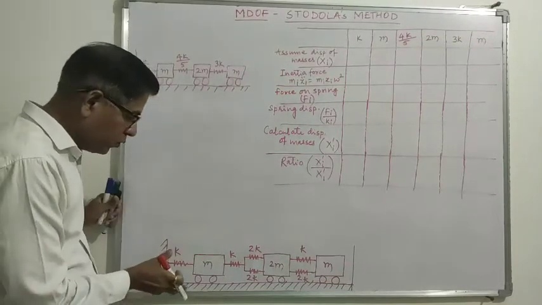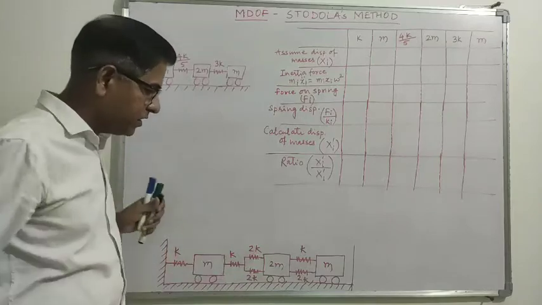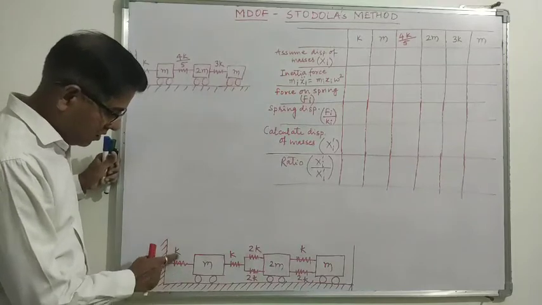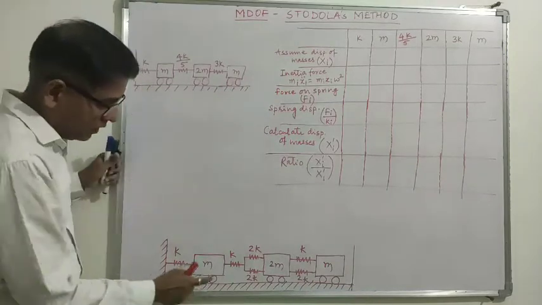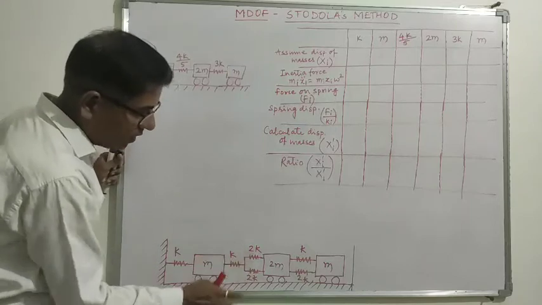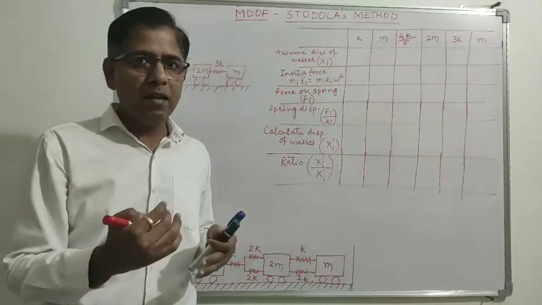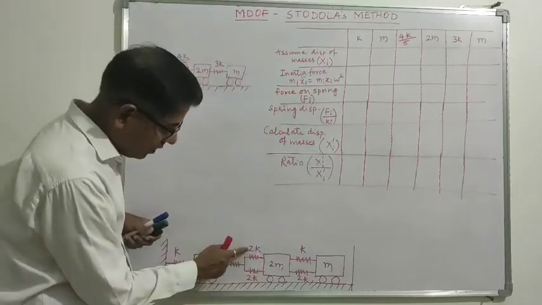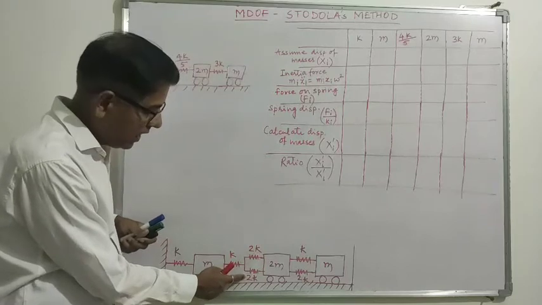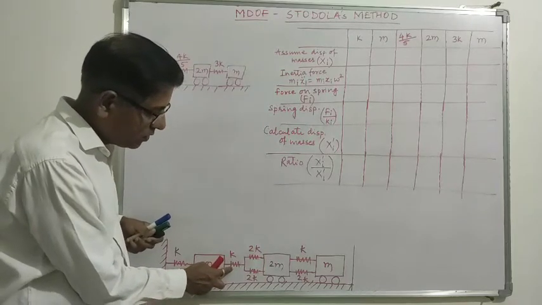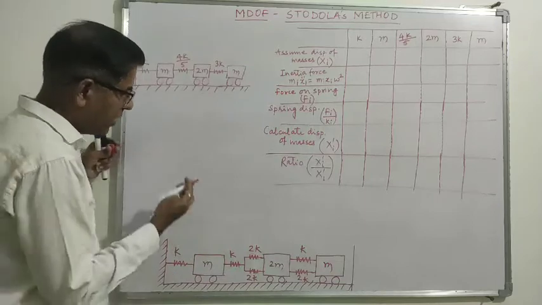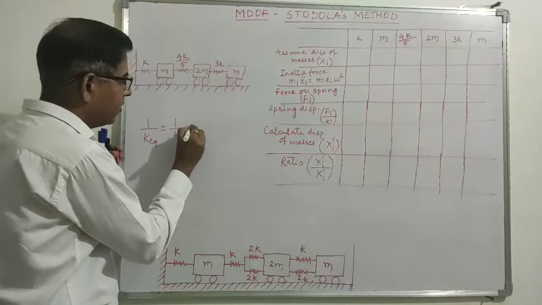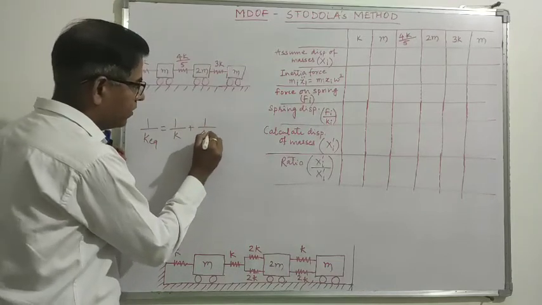So our first thing is to find the equivalent stiffnesses of the springs between the two masses. Here it is only one spring, so this is K. Now here two springs are in parallel, and we know that when springs are in parallel, their stiffnesses are simply added. So 2K plus 2K becomes 4K, and this 4K is in series with this K, and we know that the equivalent stiffness is calculated as 1 upon K equivalent equals 1 upon K plus 1 upon 4K.